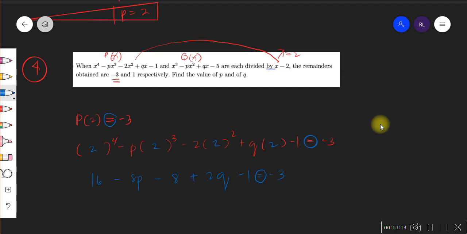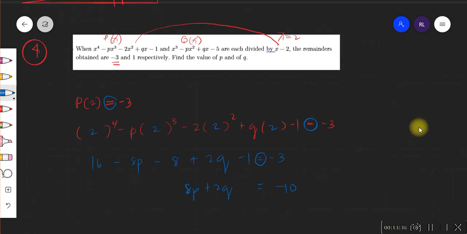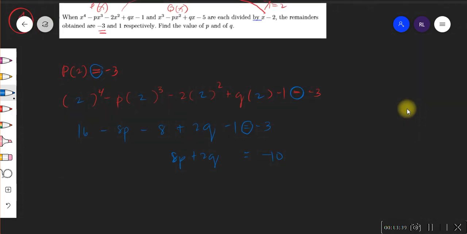We have here, it's going to be 8p plus 2q, then we have 16 minus 8 is 8, minus 1 is 7. Okay, 7 and negative 3 gives us negative 10. Of course, we can simplify the expression further by dividing all terms by 2. We have 4p plus q equals negative 5. So this is our first equation.